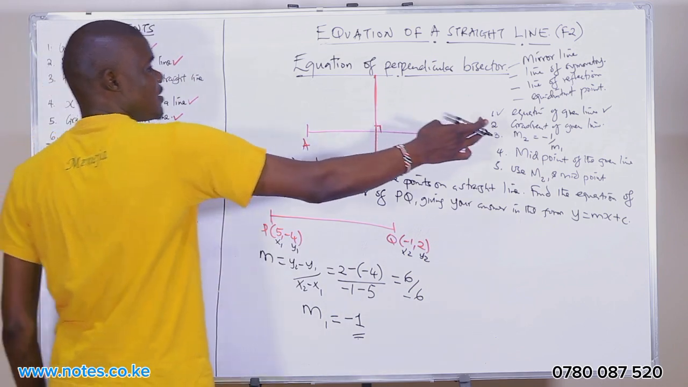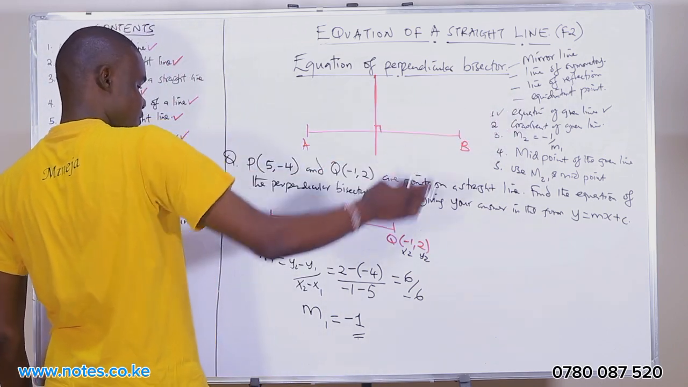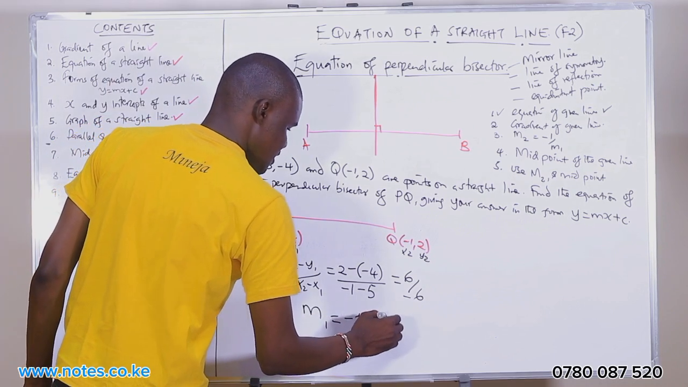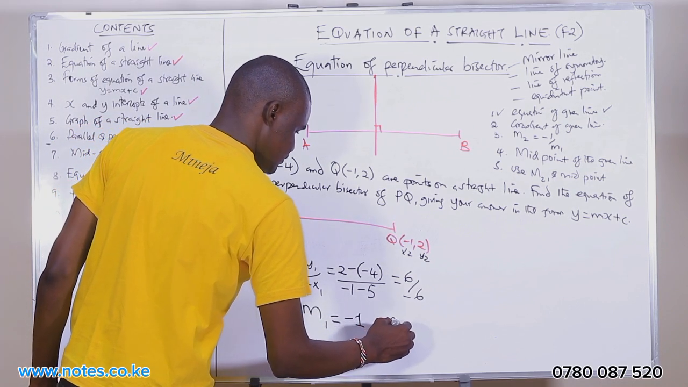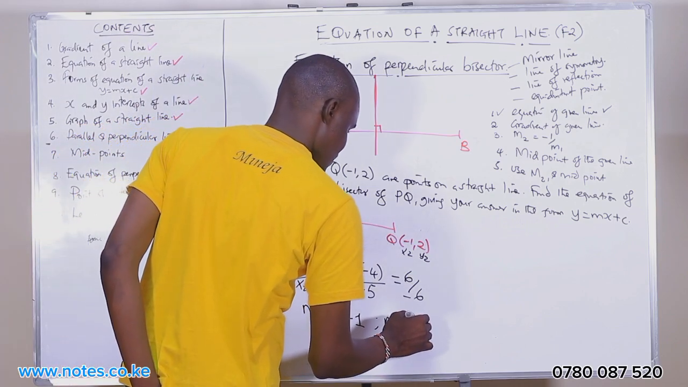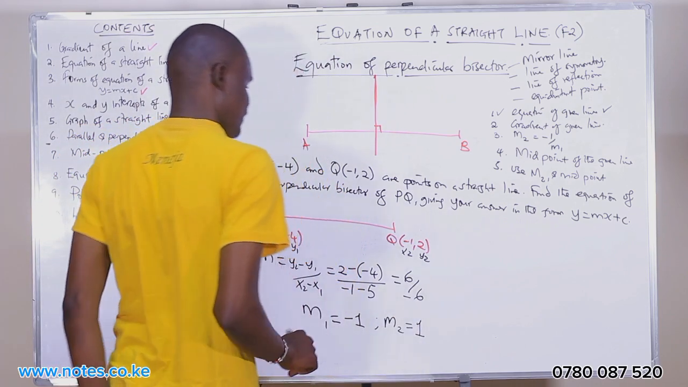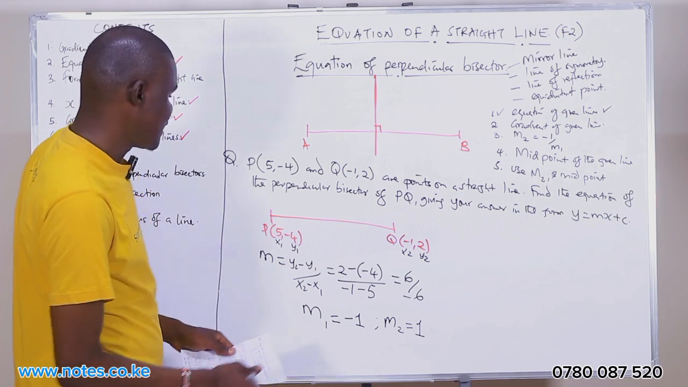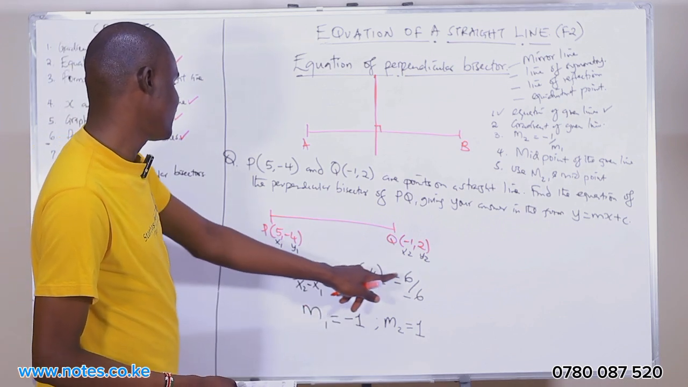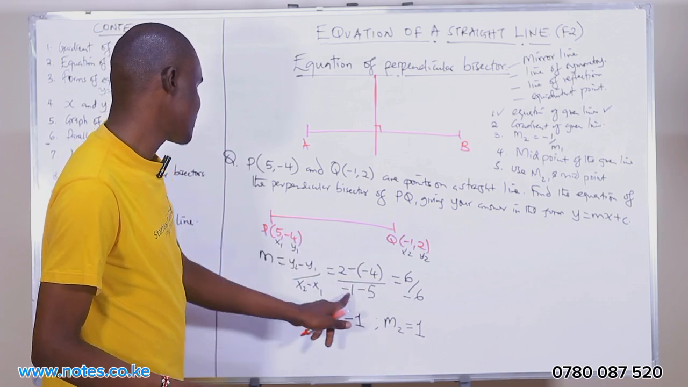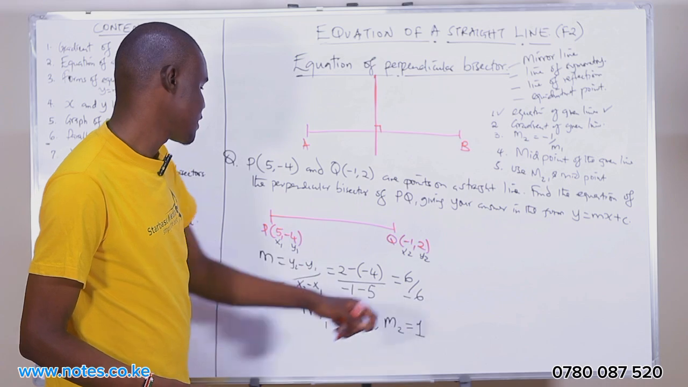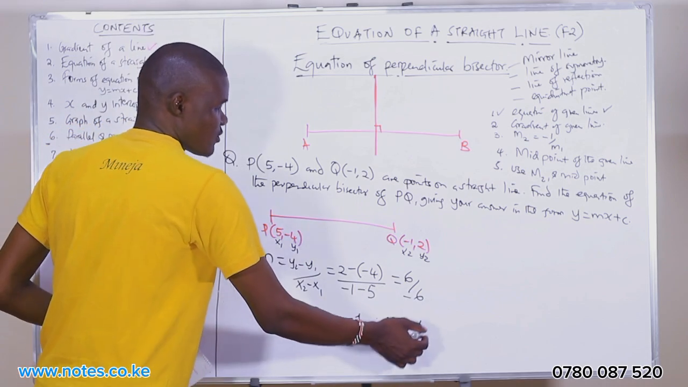So we've got the gradient of the line, and we said we get M2. So M2 we said is the negative reciprocal, so that is 1. Negative reciprocal. I hope we evaluated this correctly. This is 2 plus 4, 6. This is -1, -5. Yeah, so our M2 is 1.